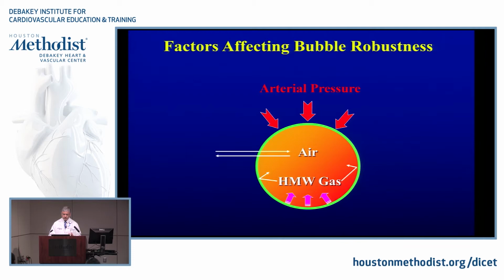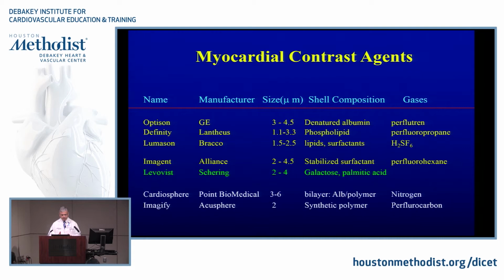And this is where we ended up at this stage of the game. In 2017, in yellow are the ones that are approved for use in the United States. The first three, and there is a little gap, are actually clinically used nowadays in the United States. The first one started with Optison, and then Definity, and then Lumason, which is the latest one. We worked with all of them, and even with Imagent, and Cardiosphere, and Imagify.